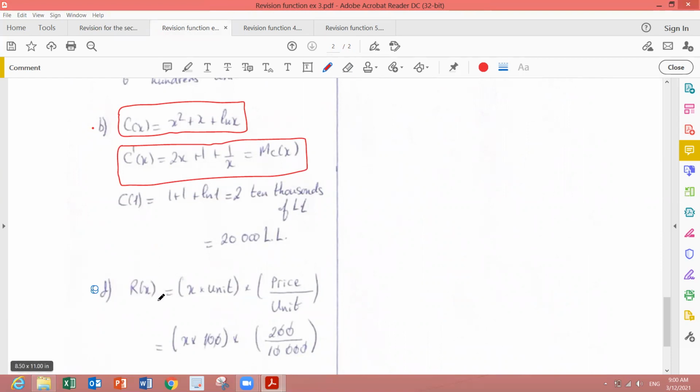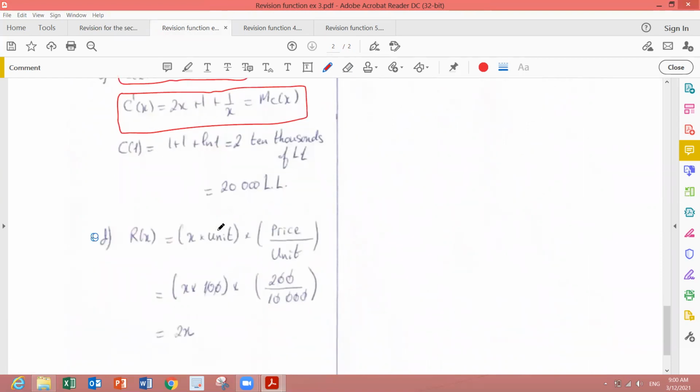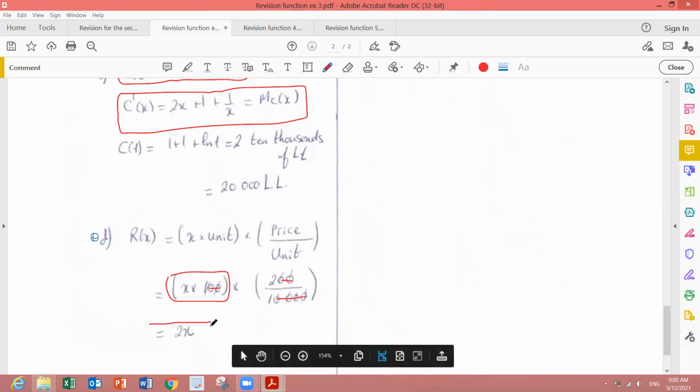Revenue R of x equals x times unit times the price over unit. Unit for the quantity is hundreds, x times 100, times the price of the unit, 200, over the unit price, 10,000. 4 zeros in the numerator simplified with 4 zeros in the denominator, so we get 2x.